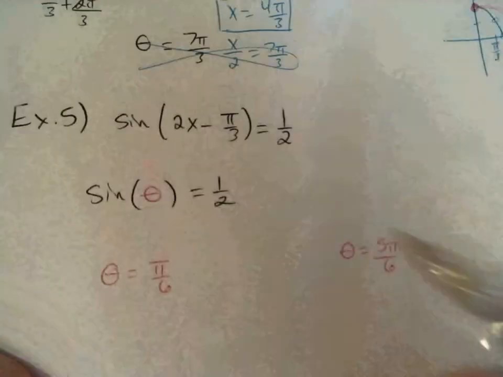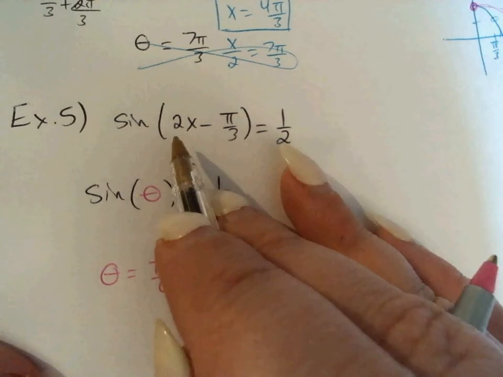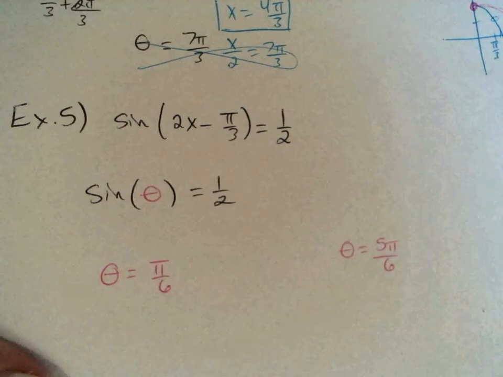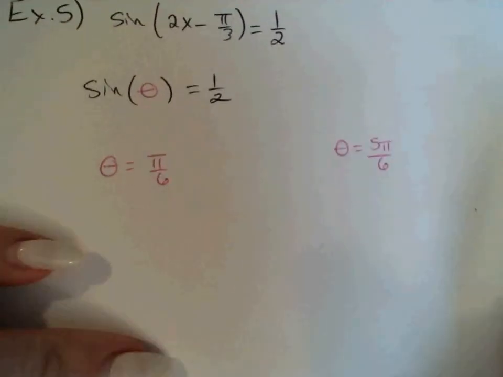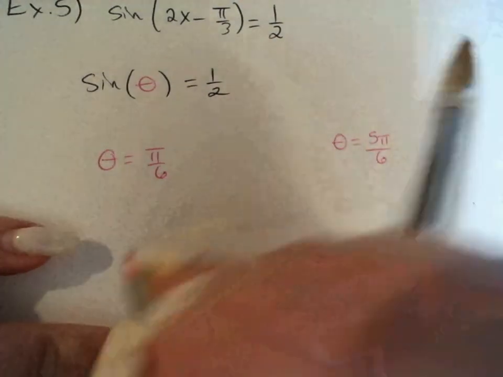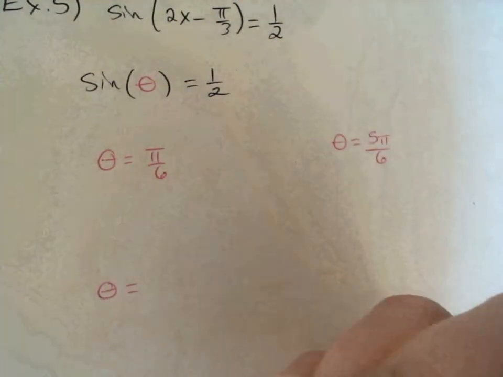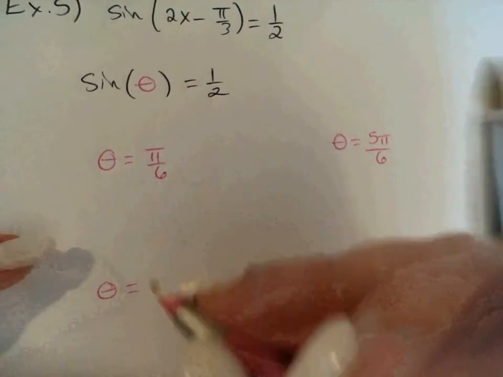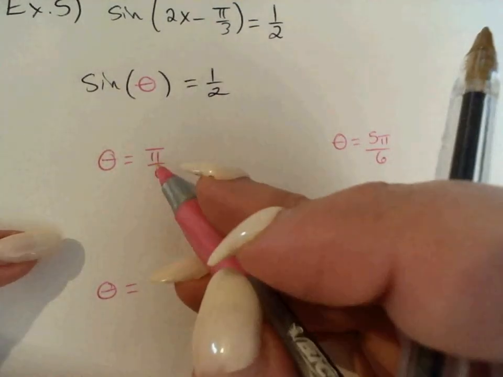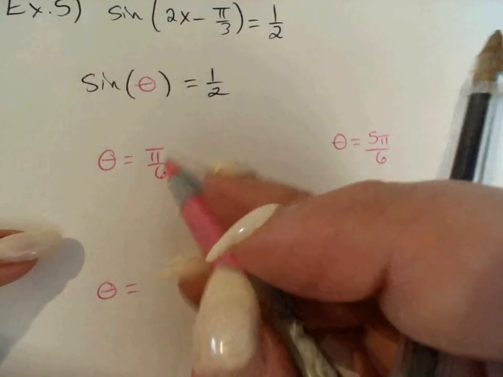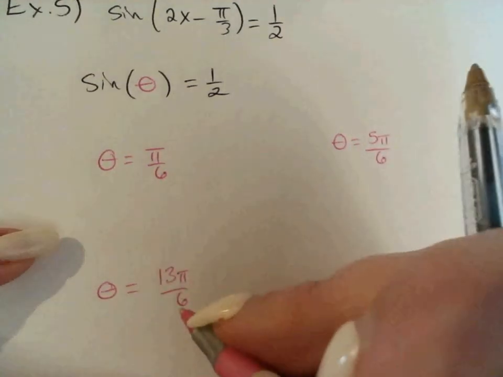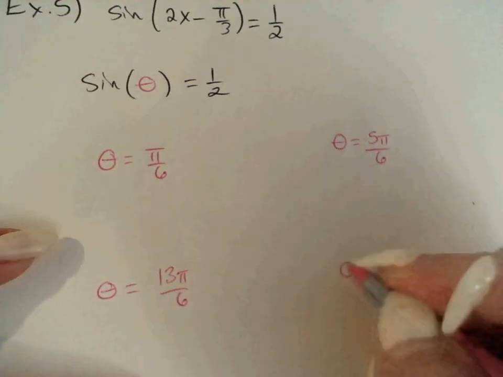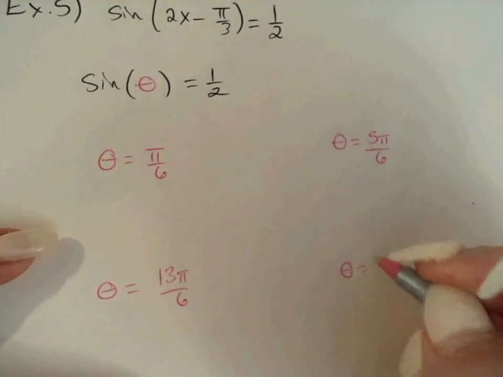But theta is not what we're interested in, but just so we can keep it going. This is a horizontal compression by a factor of 1/2, which leads me to believe that there's going to be twice as many answers as usual. So I'm going to add a rotation, but I'm going to add it twice, just to show you that we will only get 2 more answers after these. If I add a rotation here, then 2 pi is 12 pi over 6, so that's 13 pi over 6. So I just added 2 pi.